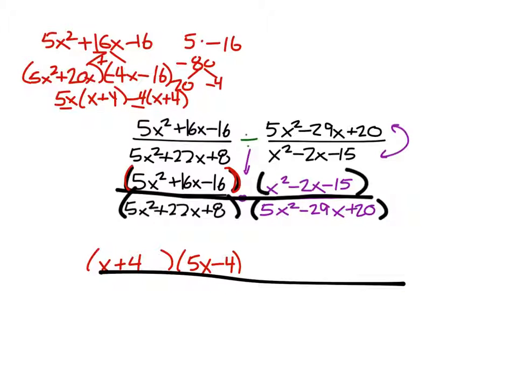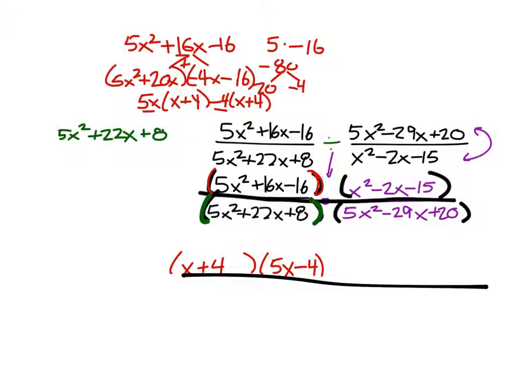Next, I'm going to move into this 5x squared plus 22x plus 8. And again, we'll have to look at this as factoring by grouping. 5 times 8 is positive 40, and two factors of 40 that add up to 22 would be 20 and 2. So this 22x is going to split up into 20x and then a positive 2x.